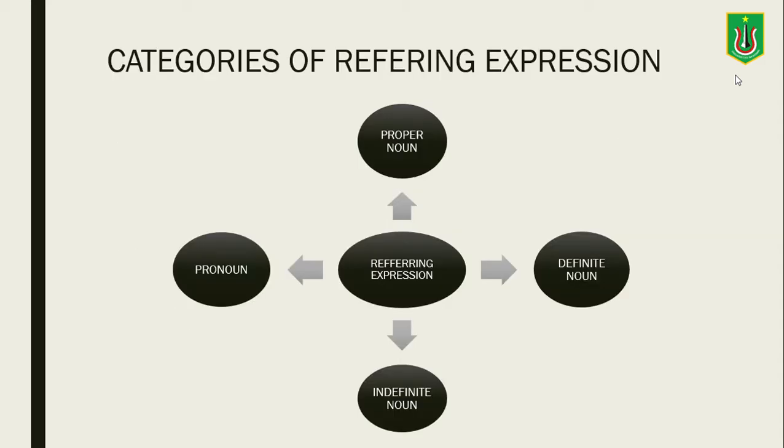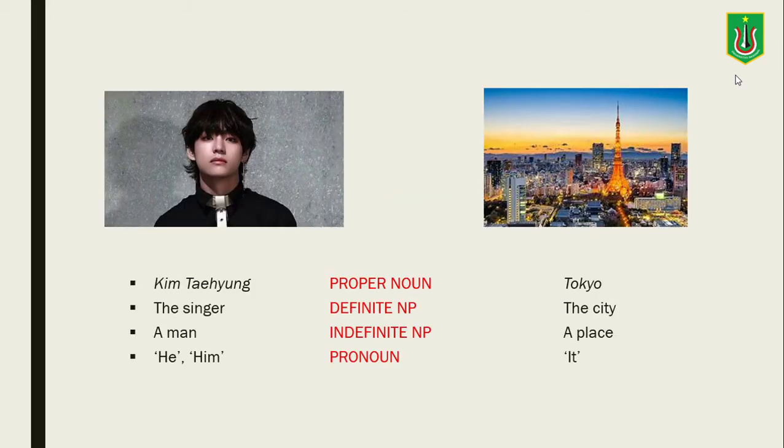These are the categories of referring expression. Referring expression is divided into four types. The first is proper noun, second is definite noun, third is indefinite noun, and the last is pronoun. For example, take a look at this picture. There's a picture of Kim Tae-hyung and the city of Tokyo.